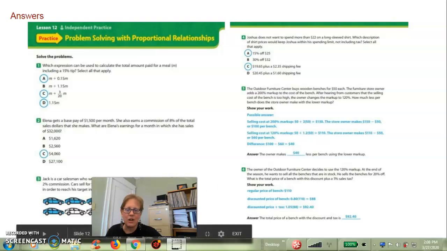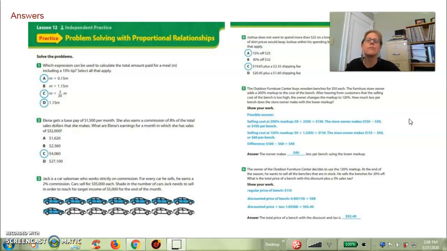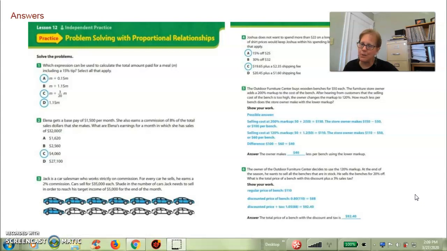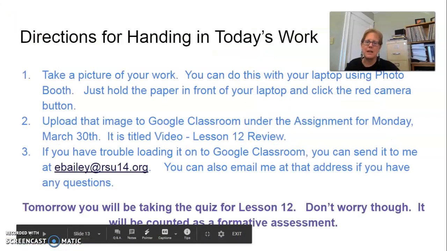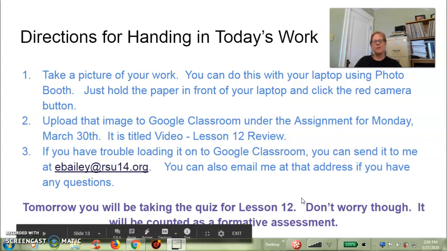All right, here are the solutions. So I'm going to put my face right up here so you can see this. I want you to do what you often do. Compare your answers. And if you had trouble with anything, please circle it so we know. I would use this to study from to help you get ready for the lesson quiz. Last but not least, I want you to hand in today's work. And then we'll be getting ready for the assessment.